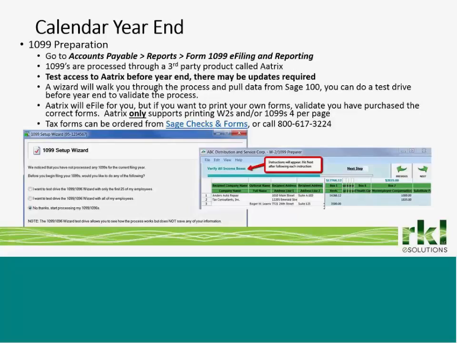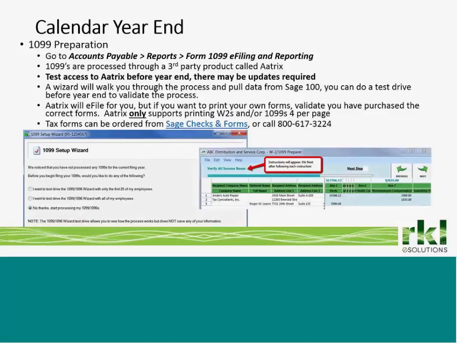If you're not sure, you can order the forms directly from Sage. You can go to their website and order them, or you can call this 800 number listed here on this slide. If you decide that you want to purchase your forms locally, you could still go to the Sage website just to validate what the forms need to look like, just to make sure that you order the correct ones. And on the Sage website, they actually have additional information about exactly what forms that you need to purchase.